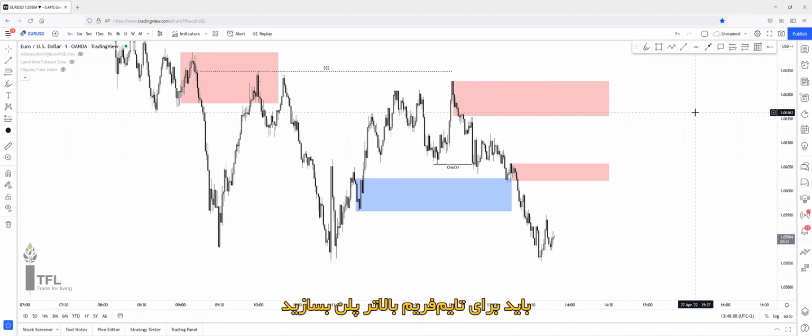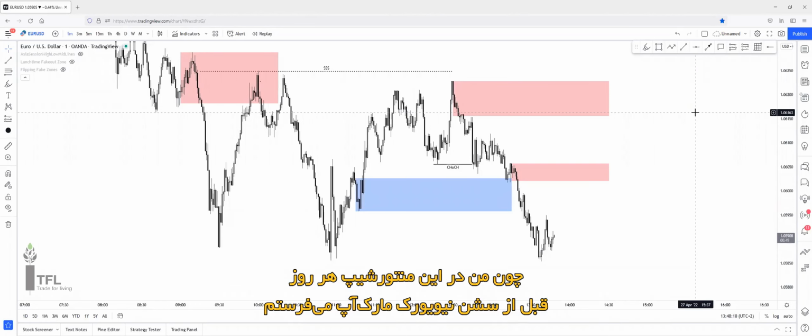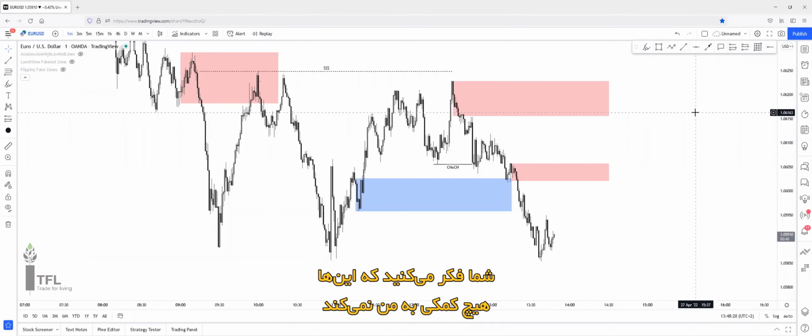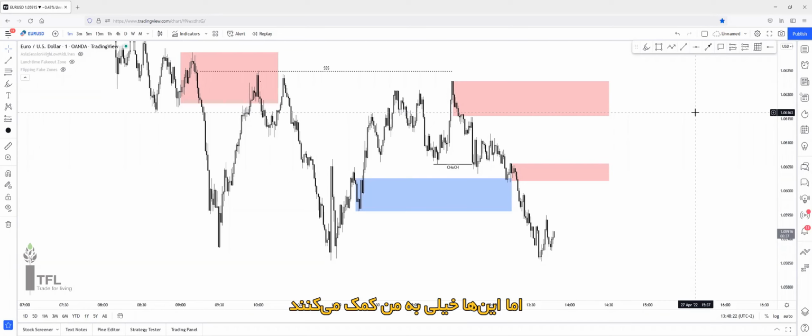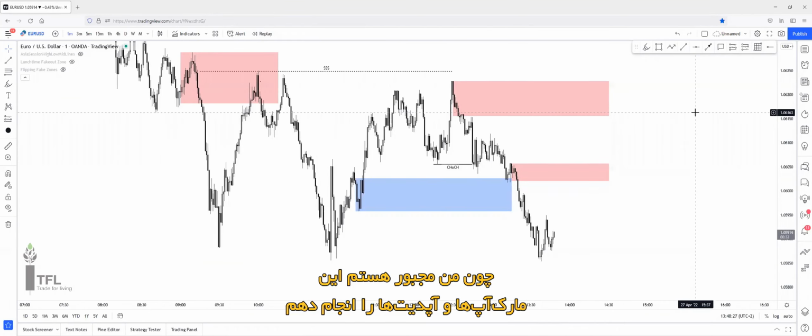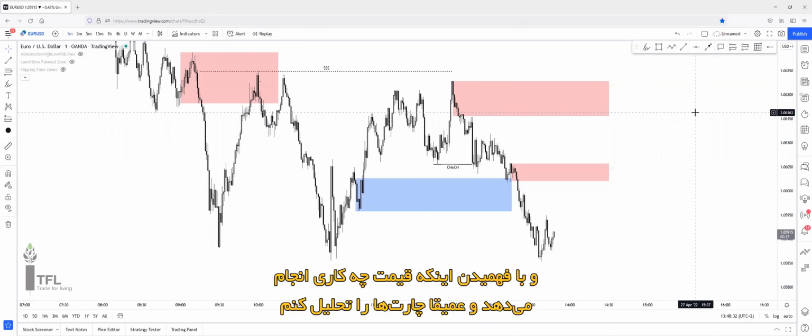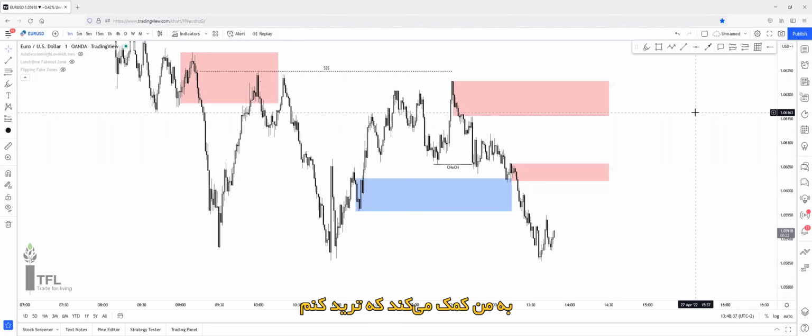You have to build a higher time frame plan because, you know, I'm doing this membership. I'm sending the markups for you every single New York session, right? I'm sending the updates. You think that these things aren't helping me, but they are helping me so much because I'm forced to create these markups and these updates. By knowing what price is actually doing by creating a deep markup, it's helping me to actually trade, and it's helping me to follow my plan more disciplined.